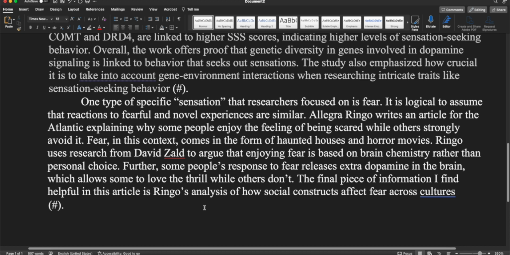Allegra Ringo writes an article for The Atlantic explaining why some people enjoy the feeling of being scared while others strongly avoid it. Fear in this context comes in the form of haunted houses and horror movies. Ringo uses research from David Zoll to argue that enjoying fear is based on brain chemistry rather than personal choice. Further, some people's response to fear releases extra dopamine in the brain, which allows some to love the thrill while others don't. The final piece of information I find helpful in this article is Ringo's analysis of how social constructs affect fear across cultures. Okay.